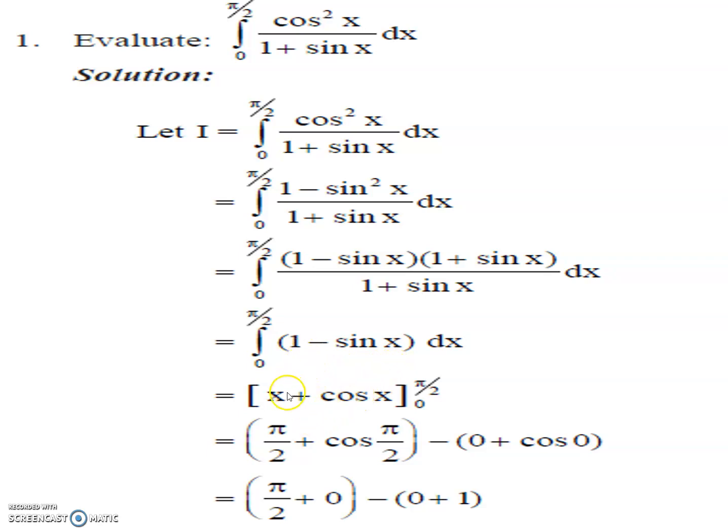We know that the integration of 1 is x, and the integration of sin x is minus cos x. So we put the values of x as pi by 2 and 0. We derive the final answer: pi by 2 plus cos pi by 2 minus 0 minus cos of 0. Cos of 0 is 1, and cos pi by 2 is 0. So we derive pi by 2 minus 1 as the final answer.